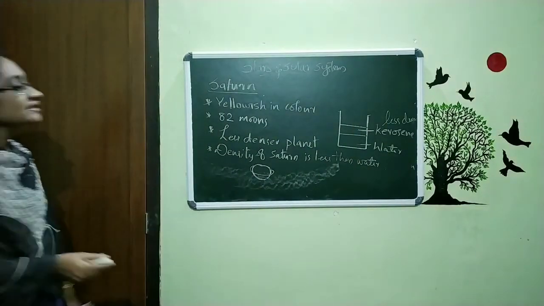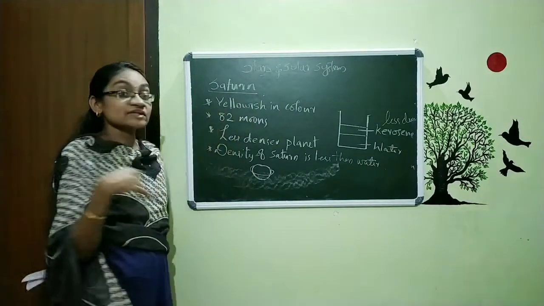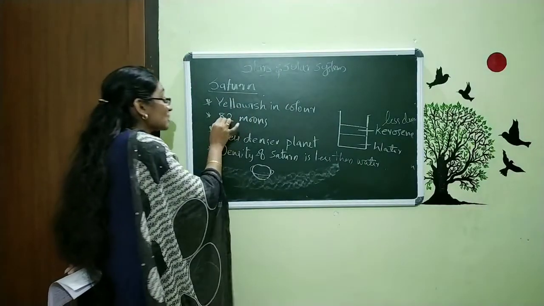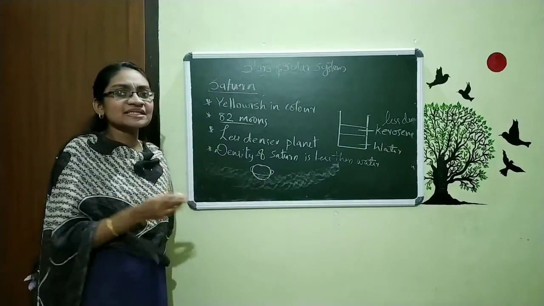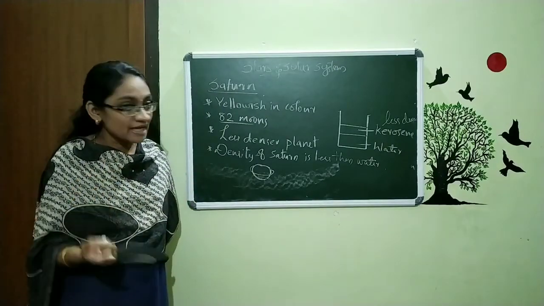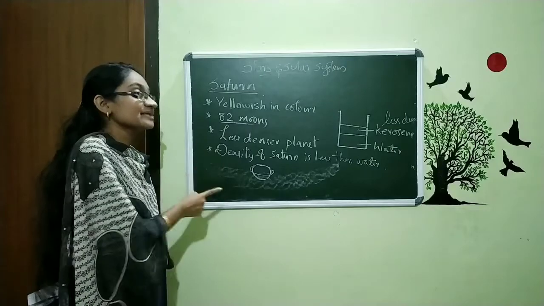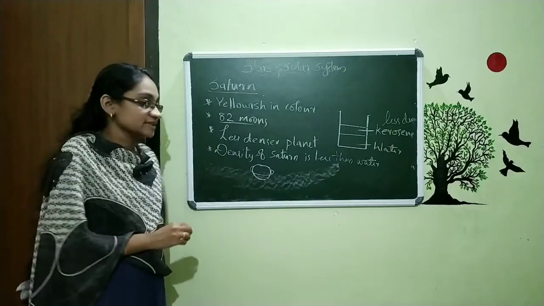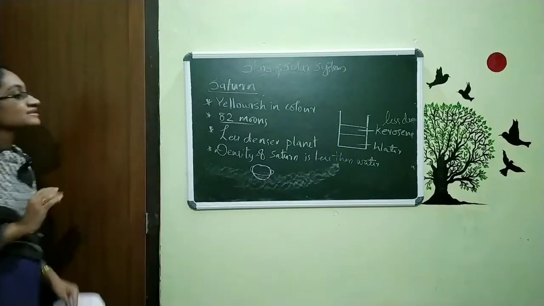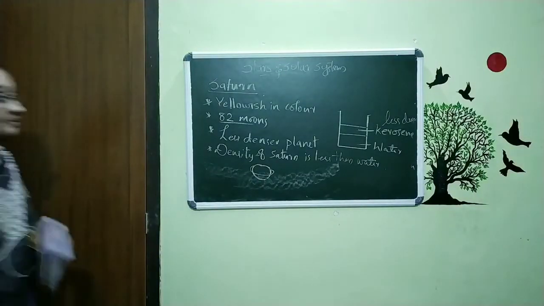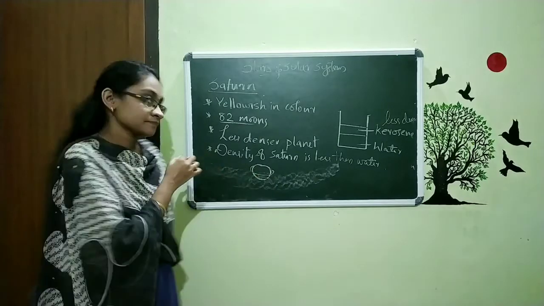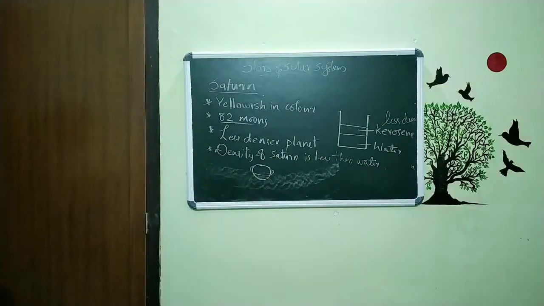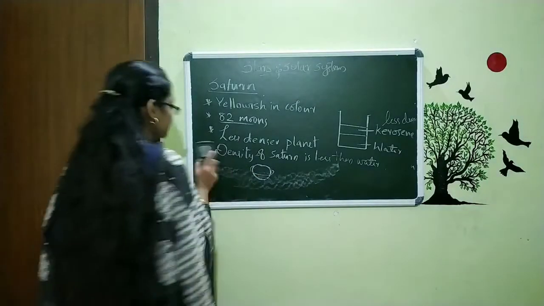So these are all the things about Saturn. Some of the points are: it is yellowish in color, it has a number of satellites, around 82 moons. And for this planet the density is very low compared to all other planets, and the value is lesser than water also. Also remember that Saturn has rings around it. The next are Uranus and Neptune.